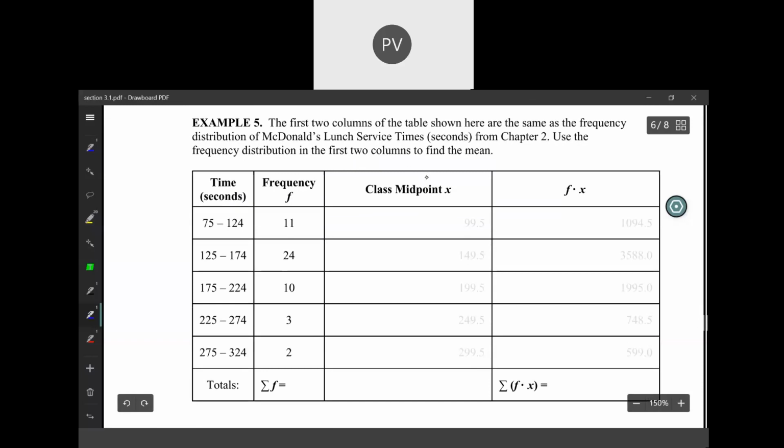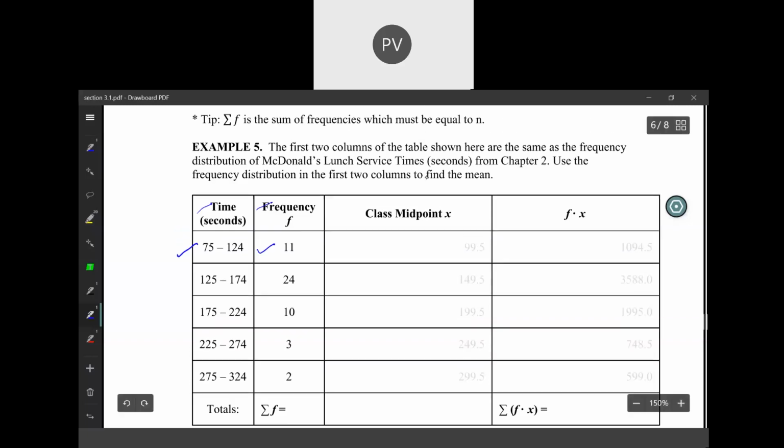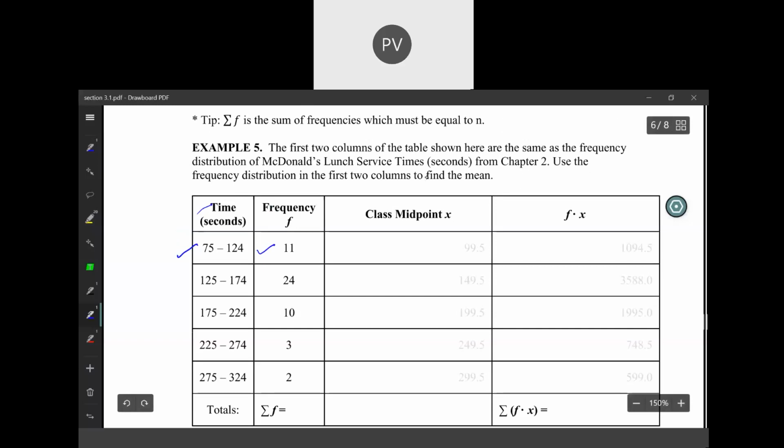Now they have given us the class interval and the frequency. Sometimes you will have raw data, and you will have to find out the class interval and frequency and then compute the rest of the terms. And that's why I said it is very important to learn how to construct the frequency distribution table. Okay, so let's get back to the example.